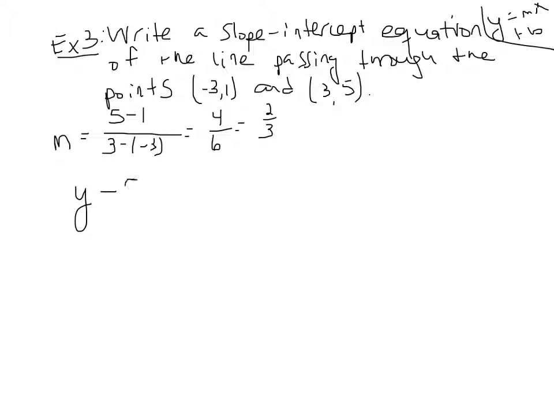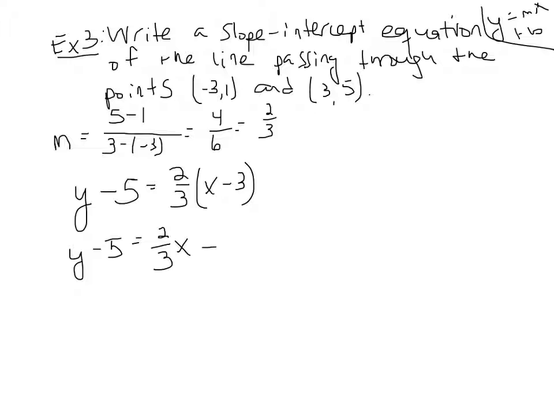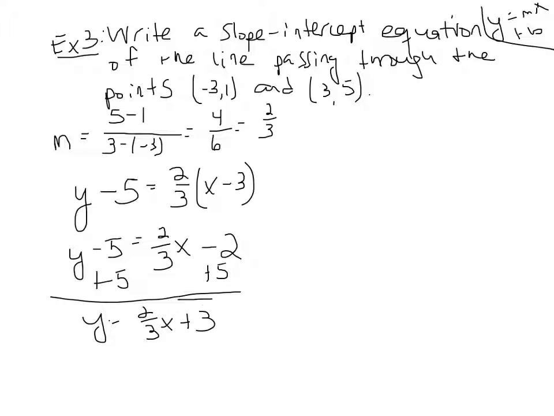So y minus y1 equals m, we just found m, times x minus x1. Let's clean it up. y minus 5 equals 2/3 x minus 6/3, which is 2. Add 5 to both sides, and we get y equals 2/3 x plus 3, which is in fact in slope-intercept form, which is what we were asked for.